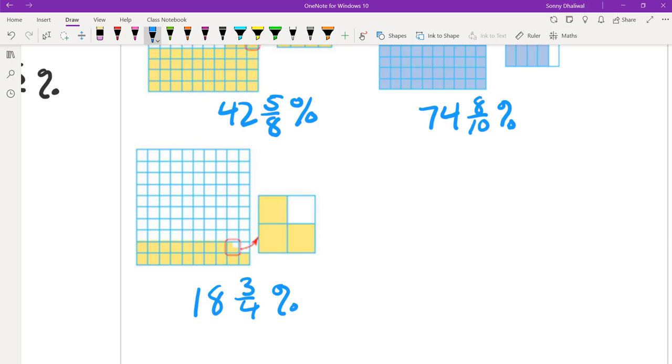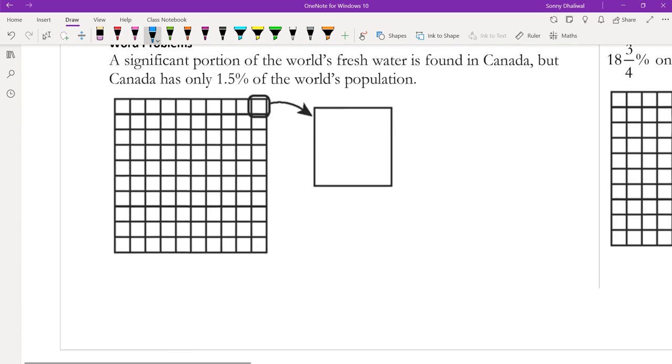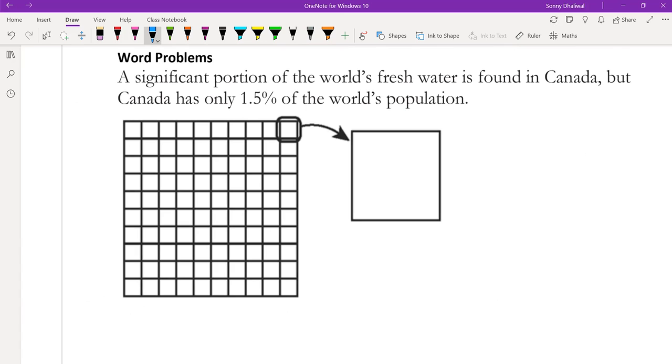Okay. So here, I gave you the shaded in boxes. On this one, we want to create our own boxes. It says a significant portion of the world's fresh water is found in Canada. But Canada only has 1.5% of the world's population. Yeah, that's kind of weird. Canada land-wise is pretty big, but people-wise, we're quite a small country.